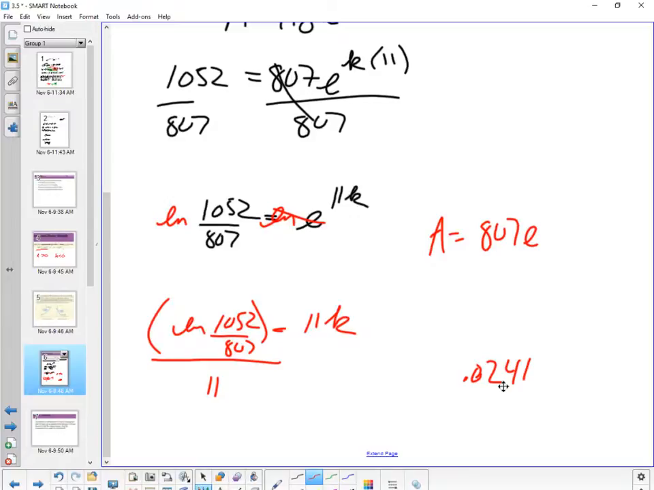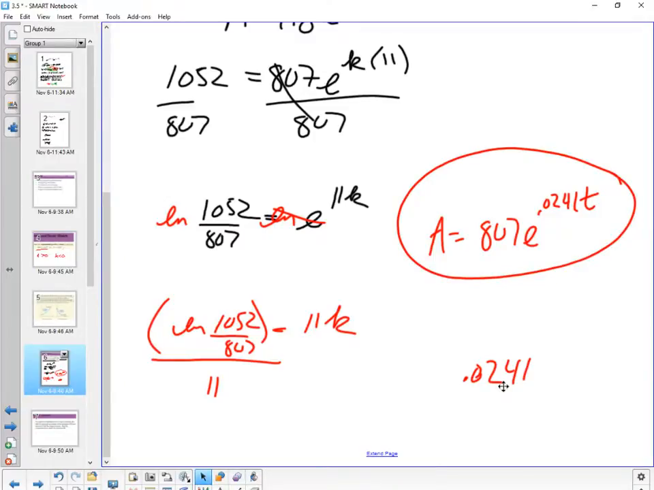So, 807 e to the 0.0241 T. So here now is a formula that we can use when they simply say, how many years in the future? If it's 12 years from now, 13 years from now, we can just throw it into that, and then we will be able to spit out A. Make sense? Yeah, that's cool. What was the question asking for?